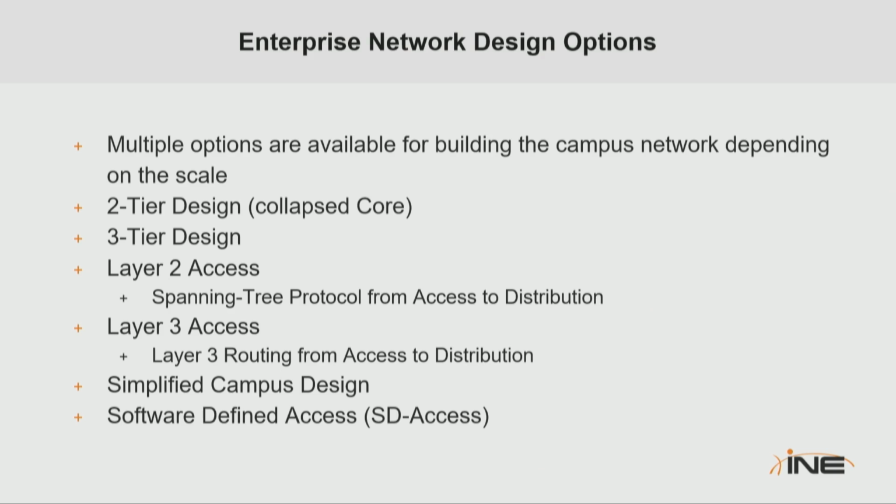Okay, in terms of different network design options, multiple options are going to be available for building the campus network depending on the scale. So we could have a two-tier design where we're collapsing the core and the distribution together in a single layer. We could have the three-tier design where we have the core, distribution, and access. And in either of these solutions, we could either be running layer 2 down to the access layer, where we're running spanning tree from the access layer up to distribution, or we could be doing layer 3 access, where we're doing layer 3 routing from the access layer to the distribution layer.